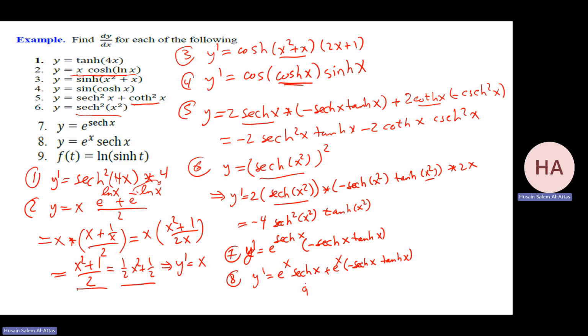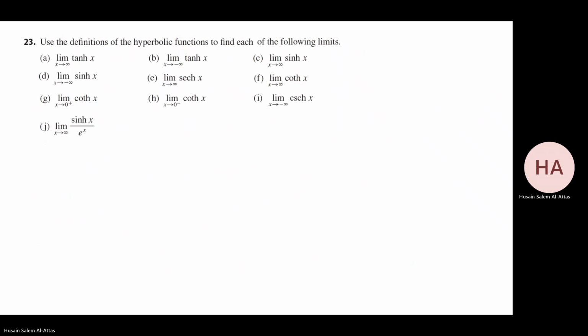9, the last one, ln of sine hyperbolic of t. That will be y prime will be 1 over sine hyperbolic times the derivative of this, which is cosine hyperbolic. So that will be cotan hyperbolic t.